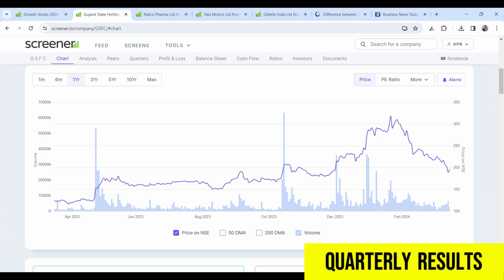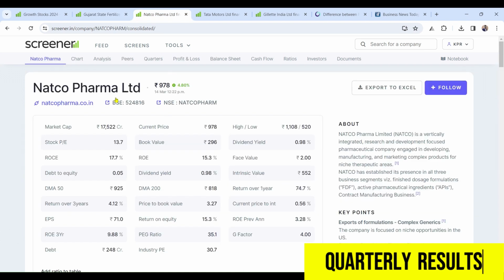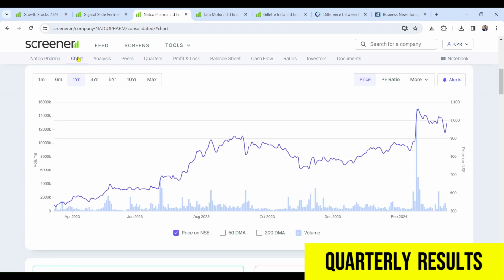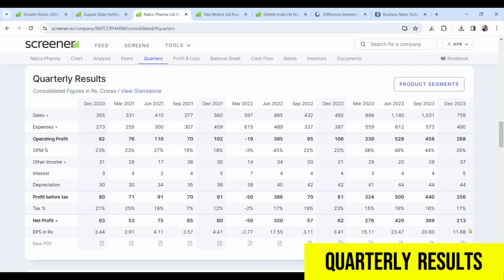I will also show another example, that is Natco Pharma. If I go to their stock price and chart, this is after the quarterly result of December. So what happened here in December, Natco Pharma provided a profit of 213 crores, whereas if you check it with last December, it was only 62 crores. So it is almost four times the profit of last year's December quarter.